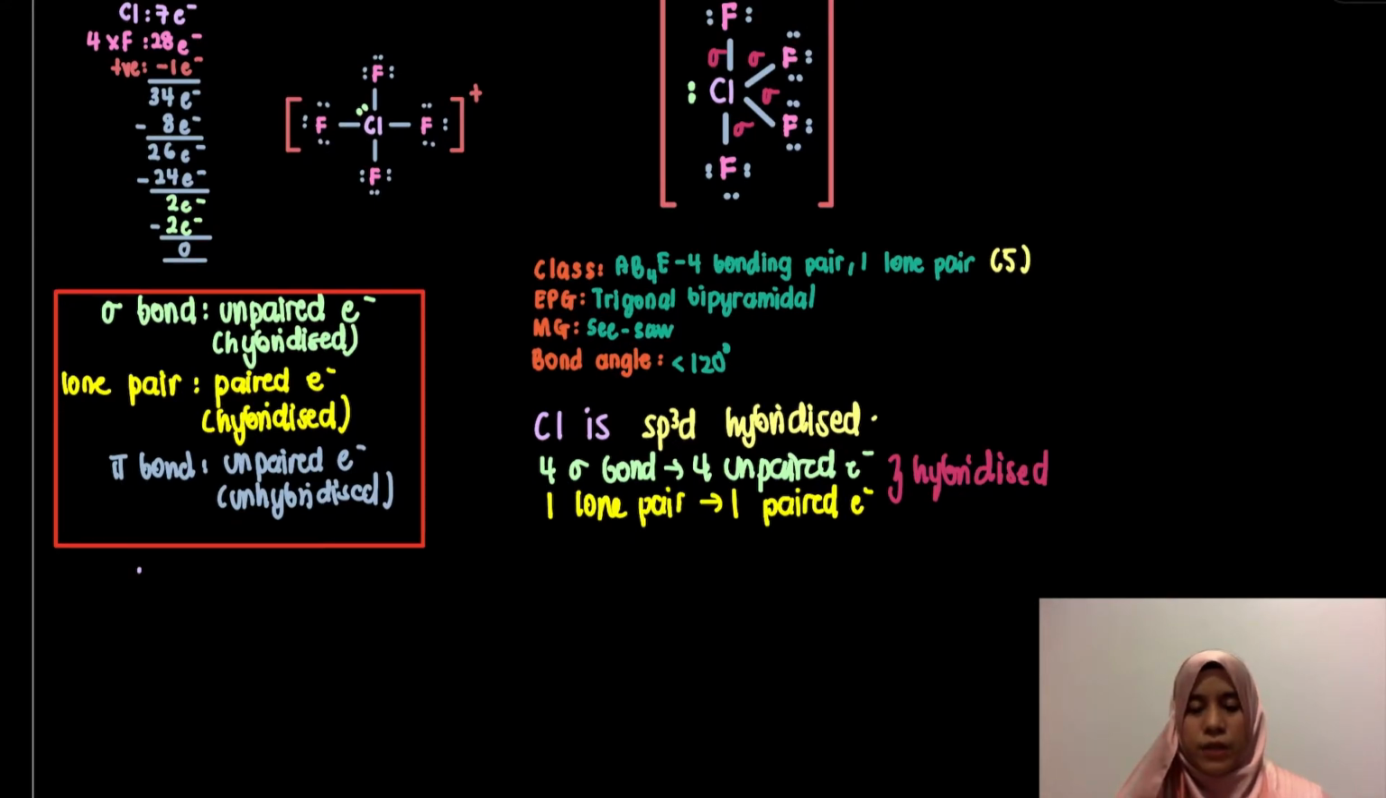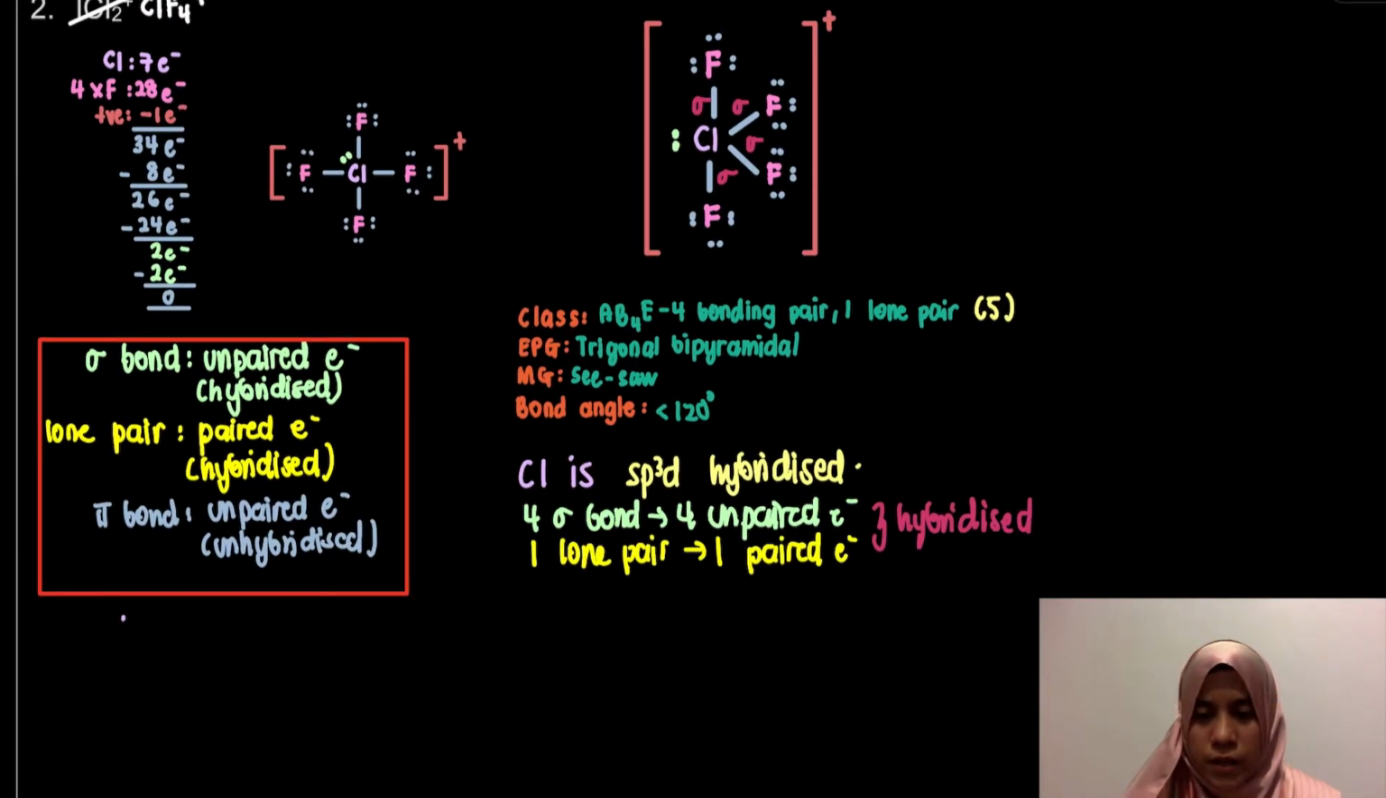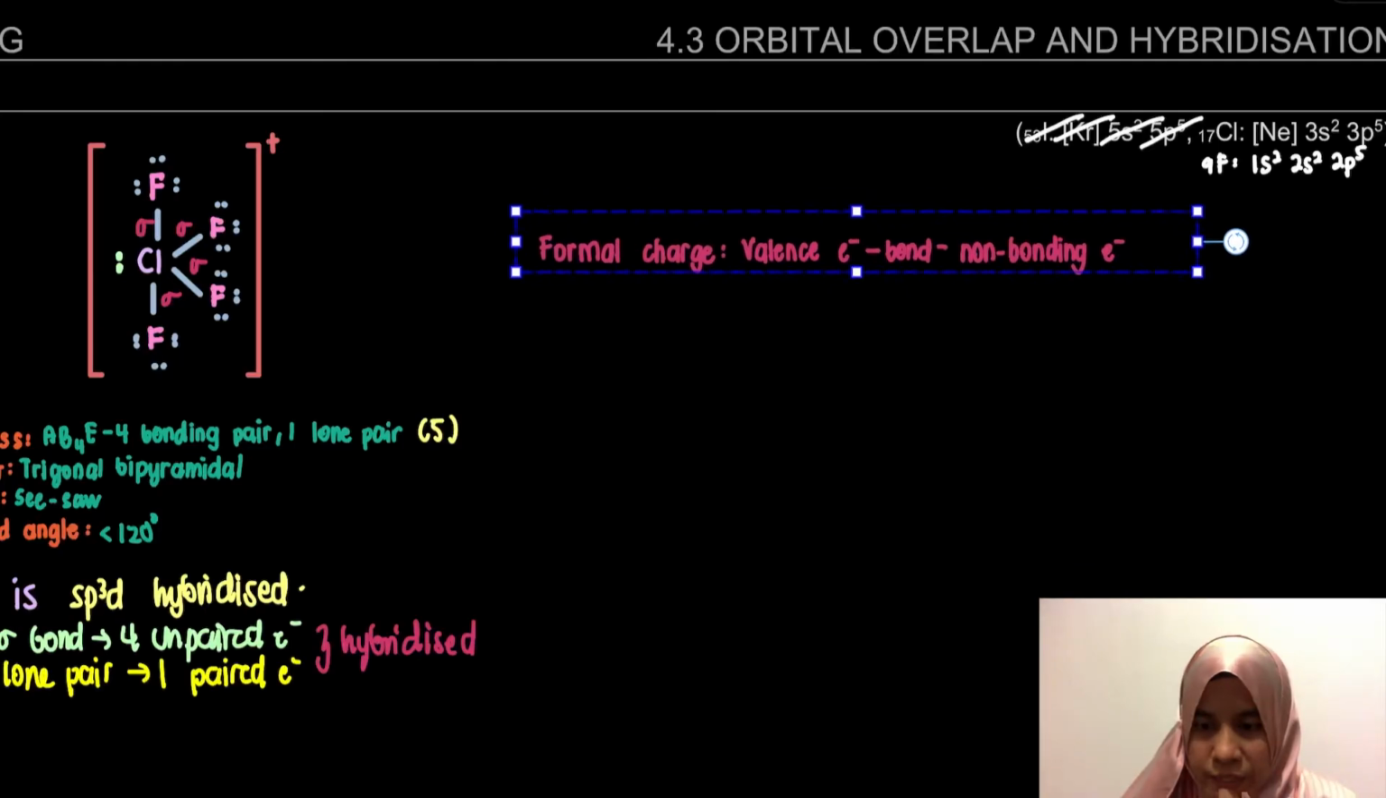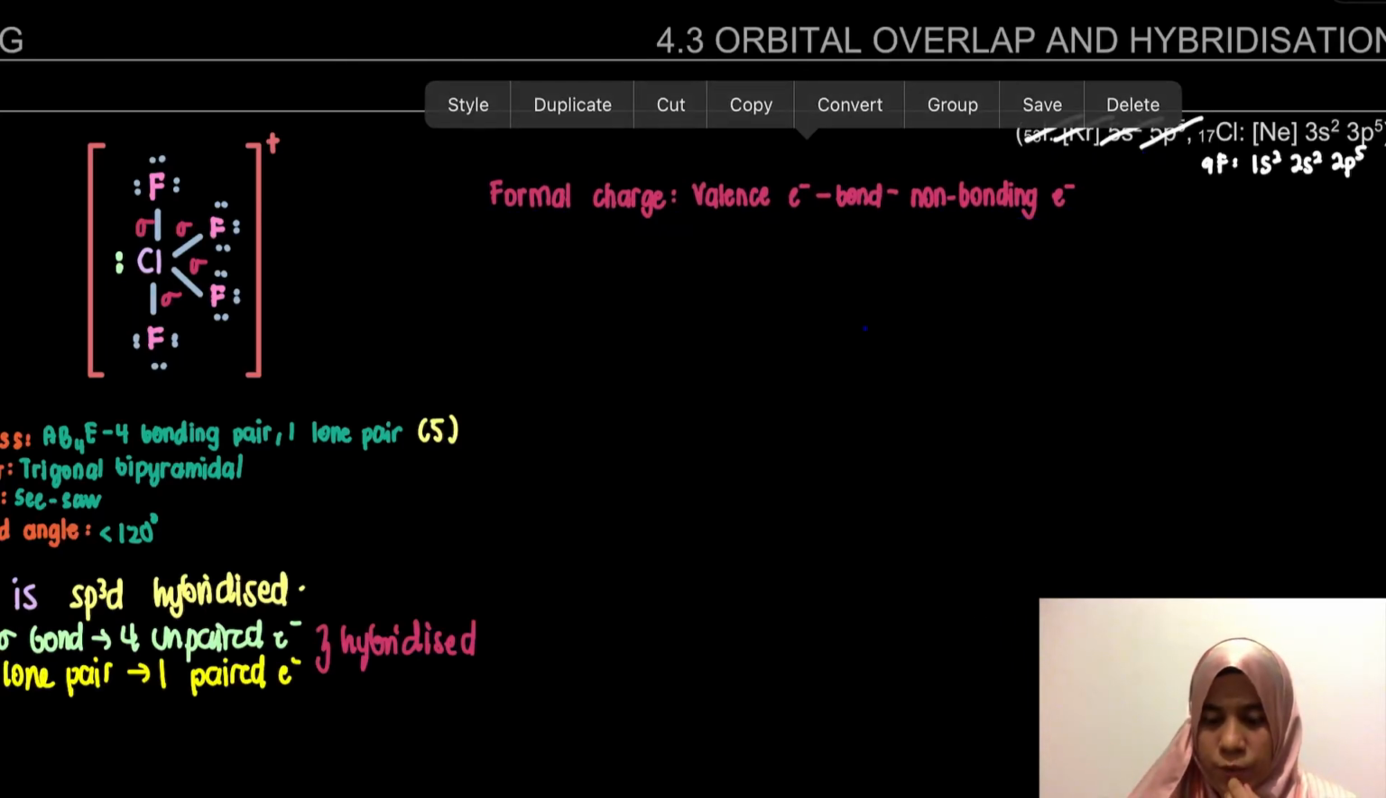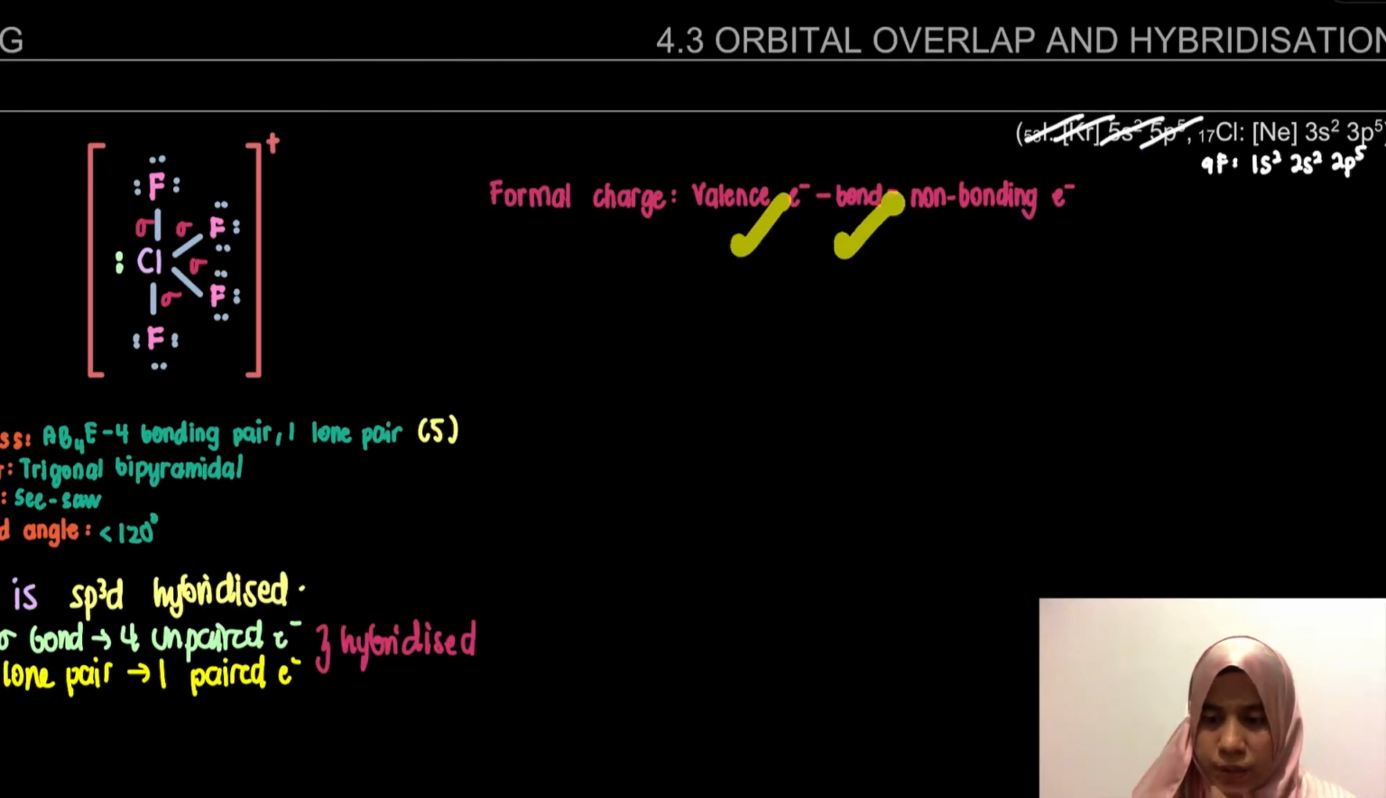Okay, contohnya since it is a positively charged, so kita kena take into account lah which one is actually positively charged, which atom yang ada positively charged. Is it chlorine ataupun fluorine? So, how do we do the calculation? Okay, so dekat sini, formal charge is equal to valence electron minus bond minus non-bonding electron. Okay, so first kita kena kira chlorine lah.